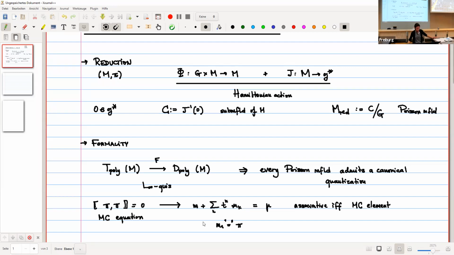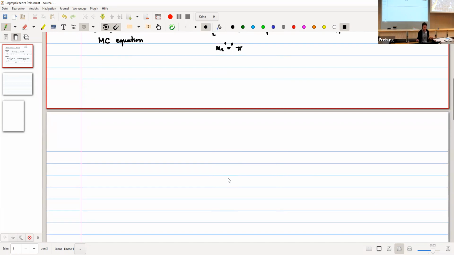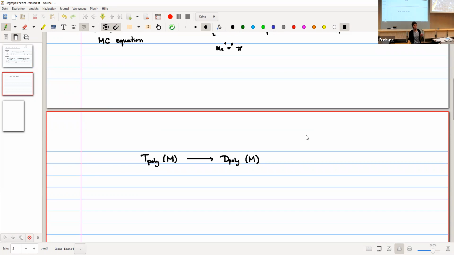But the idea here is to investigate the diagram of quantization in this sense of formality. So we have this map, as I showed you right now. But I told you before that also the reduced one is a Poisson manifold. So I can give you another horizontal map with the reduced manifold.